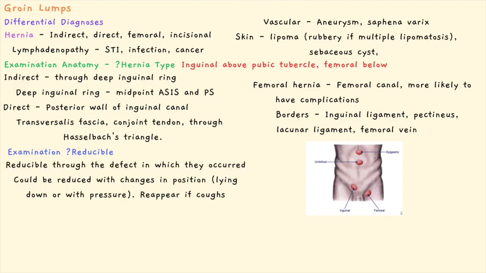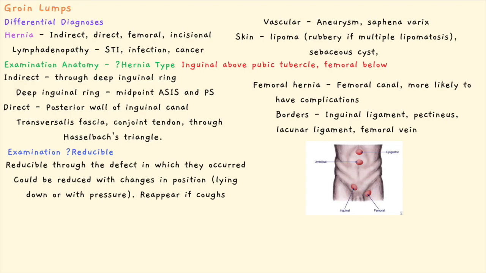So examination-wise, the first step you want to think about, apart from the anatomical landmarks, is whether or not it's reducible, because that's going to give you an indication of the complications. So what is reducible? Well, reducible is basically that you can reduce or make the hernia disappear. And you do that through the defect in which they occurred, for example, through the deep inguinal ring in an indirect hernia. But this is not always the best distinguisher. Your landmarks are the better distinguisher.